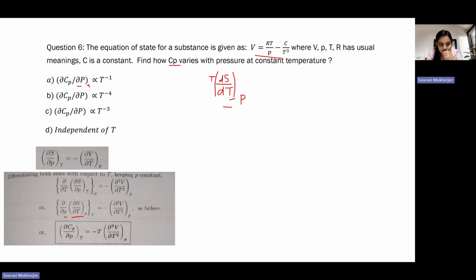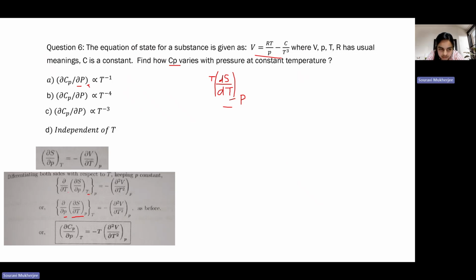Now for this part, you can try to use the Maxwell's relation. The important point to note is that because you're dealing with entropy, entropy is a state function, so the order of differentiation will not matter. What I mean by that is del S del T at constant pressure, and then doing a partial derivative with respect to pressure, is the same as doing a partial differentiation with respect to temperature of del S del P at constant temperature.